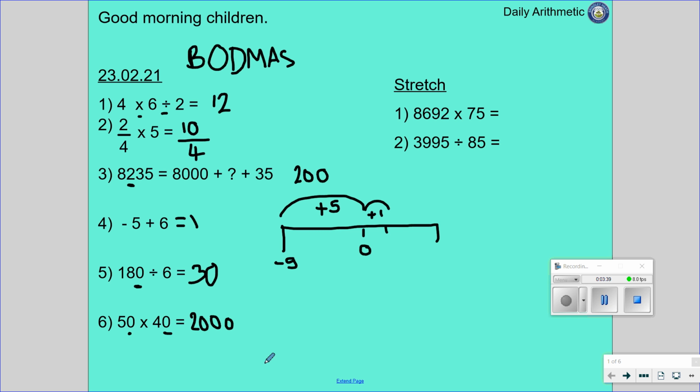Stretch, if you did that today, question 1, where the answer was 651,900. And question 2, if you did that one today, the answer was 47.